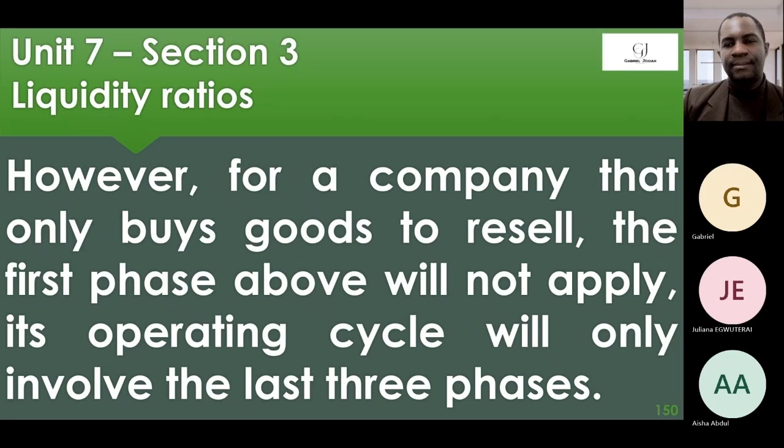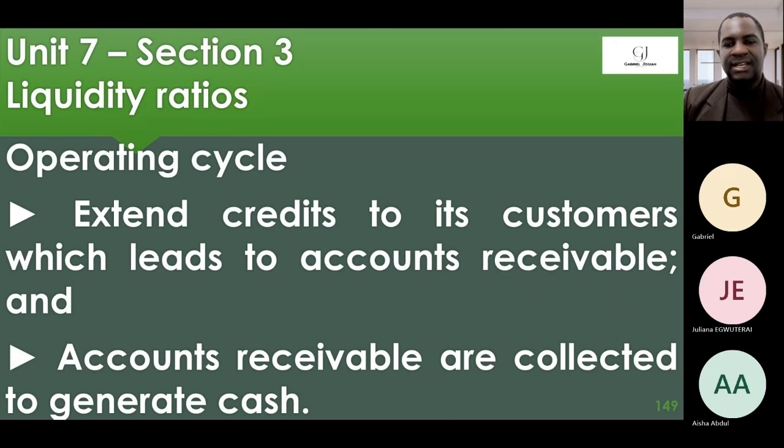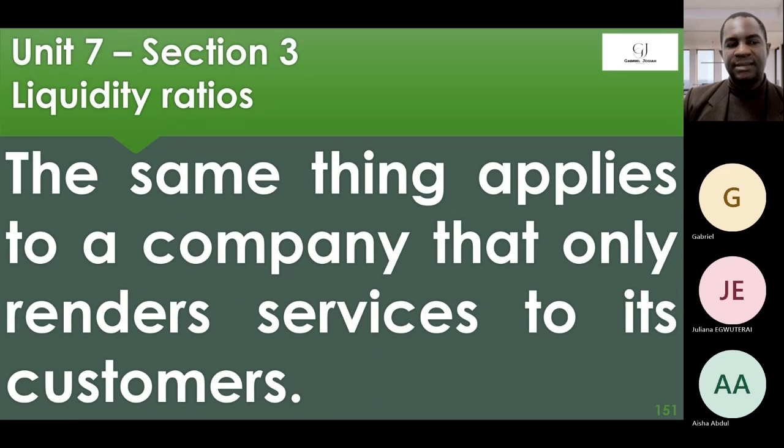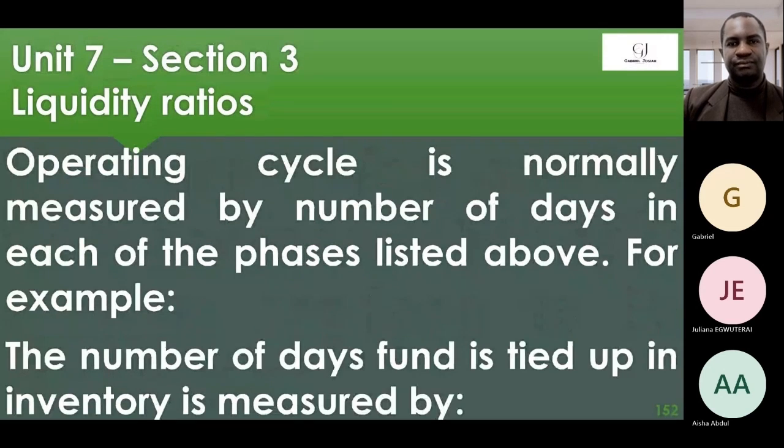However, for a company that only buys goods to resell, the first phase above will not apply. The first phase, talking about the opening stock or raw materials, will not apply. If they buy goods as their inventory and they sell, they don't produce. The operating cycle will only involve the last 3 phases that have to do with receivables, selling of inventory, and payables. The same thing applies to a company that only renders services to its customers. The last 3 phases will apply, but production will not apply because you don't produce services, you only offer services.